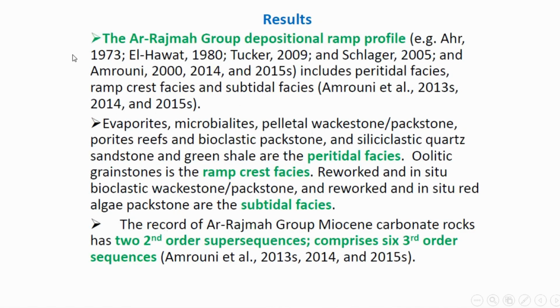Results. According to previous studies and our study, the Ar-Rajmah Group depositional profile is a ramp, which has three different environments: peritidal facies, ramp crest facies, and subtidal facies. Also, the Cyrenaican Miocene carbonates have two second order supersequences and comprise six third order sequences.